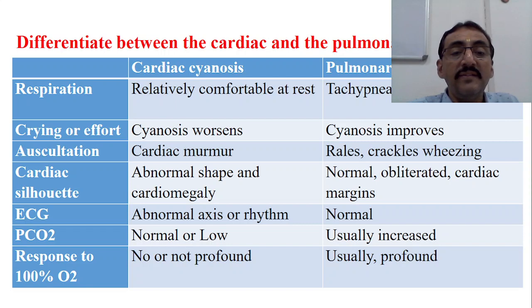ECG is abnormal in case of cardiac problems. ECG will be normal in case of pulmonary problems. Partial pressure of CO2, PCO2, is normal or low in cardiac cyanosis, and in pulmonary cyanosis it is usually increased because the problem is with expiration. Then response to 100% O2: in cardiac cyanosis there is not much improvement, whereas in pulmonary cyanosis there is definitely improvement. So these are some of the important things by which we differentiate between these two.